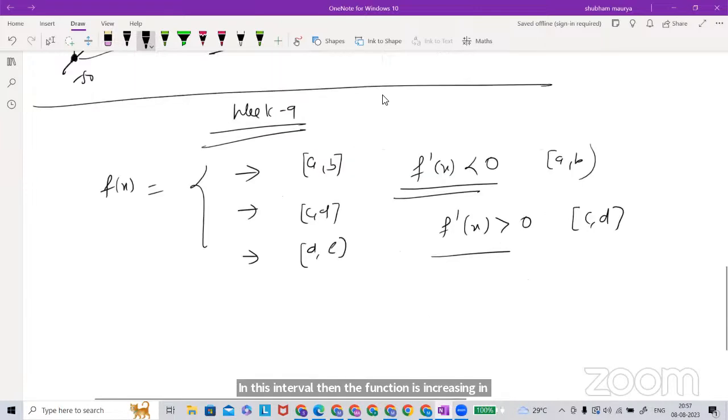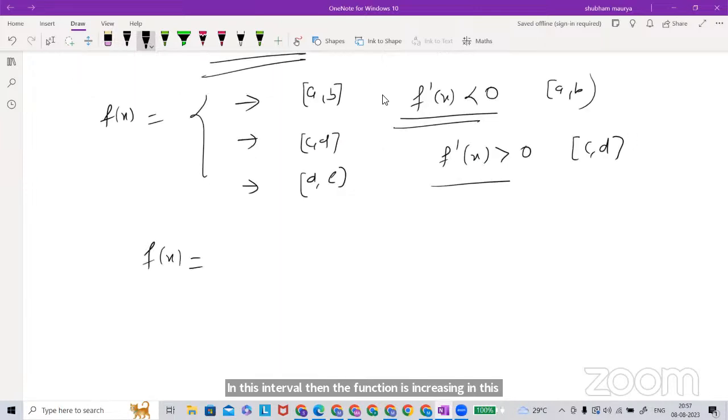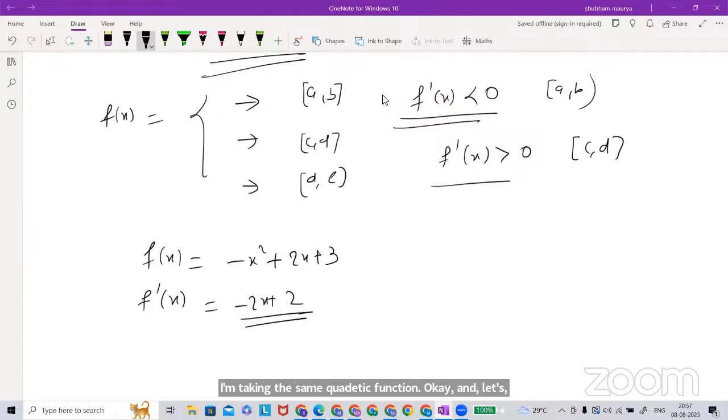For example, let me take an example. Suppose your function is defined as f(x) equal to, let's take a simple example, the same quadratic, x square plus 2x plus 3. Okay, I'm taking the same quadratic function, and let's differentiate this function to get f prime. So this is going to be minus 2x plus 2, right?